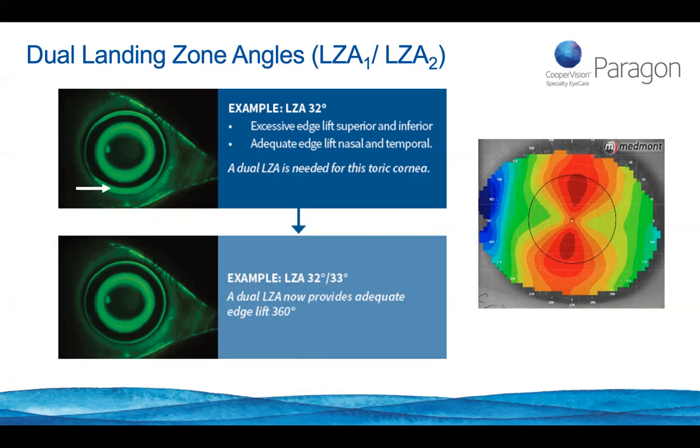For example, do you see how the arrow here points to a thicker edge lift in the vertical meridian, in both the 6 and 12 o'clock, than the horizontal meridian? So this patient here is wearing a symmetrical LZA of 32. But if we steepen the LZA2 to become a 33 or maybe even 34, that's going to help tuck in that vertical meridian to become more comfortable for the patient and to have a uniform landing zone, giving a better end result.